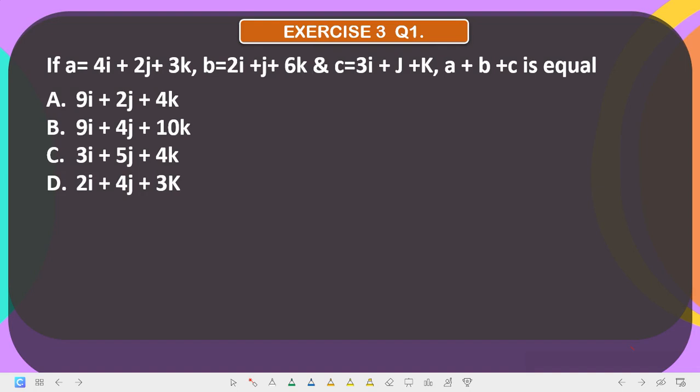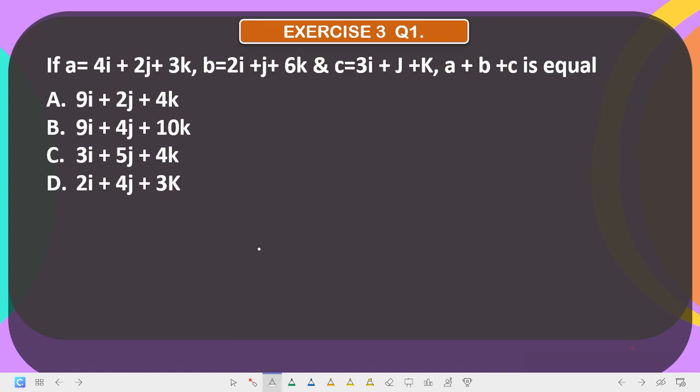In this lecture, we are going to provide solutions to some questions on physics, particularly on vectors, addition of vectors, and algebra that has to do with vectors, unit vectors, and basically everything that has to do with unit vectors. So let's take the first question.